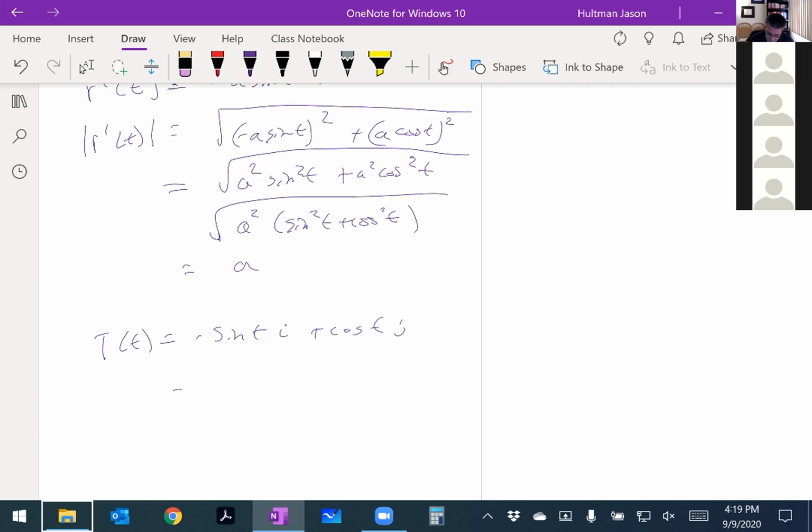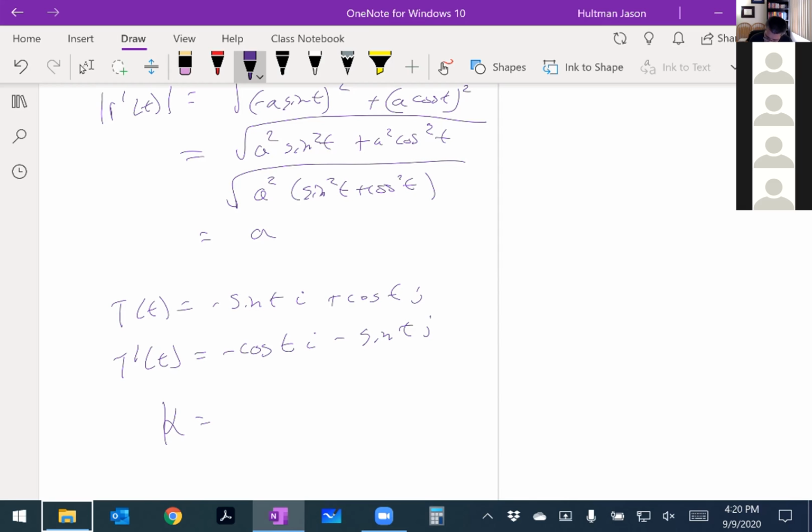T prime of t is equal to negative cosine t i minus sine t j, right? But we want to get the curvature here, which is the magnitude of T prime of t over r prime of t. The magnitude of that.